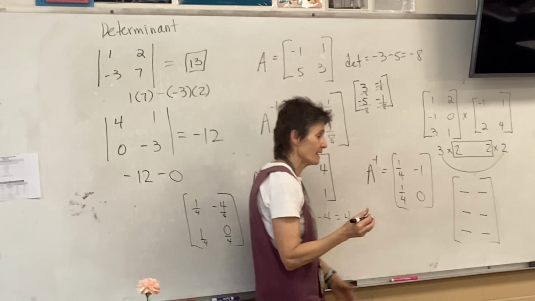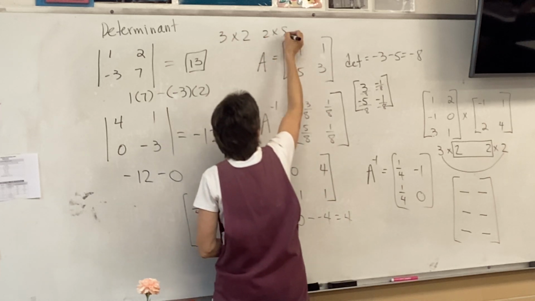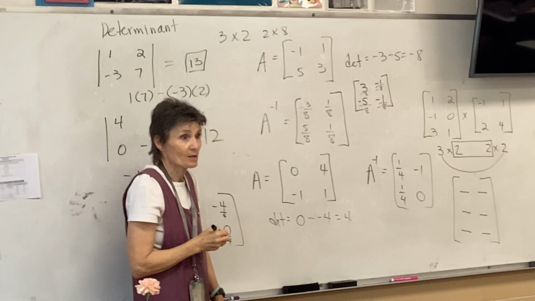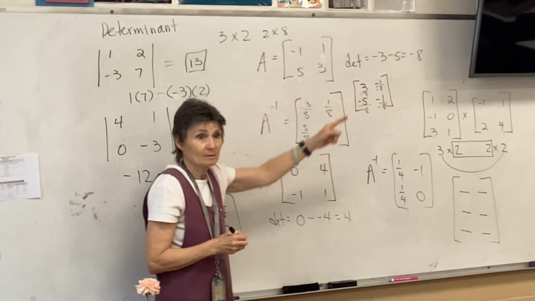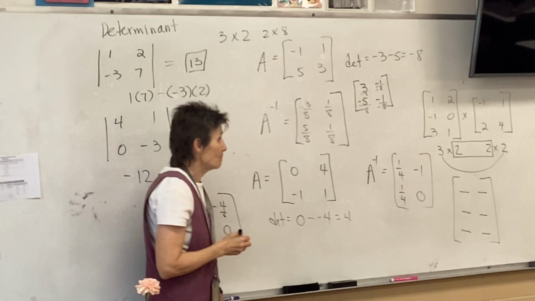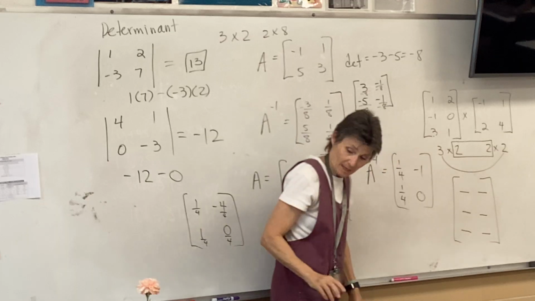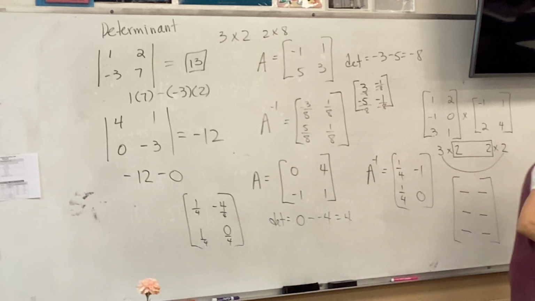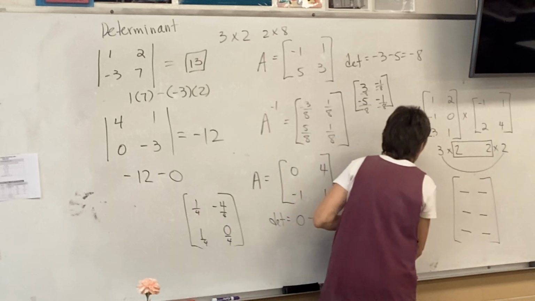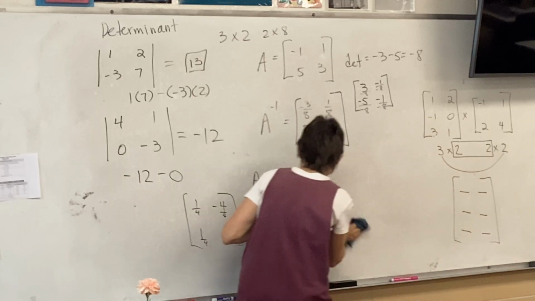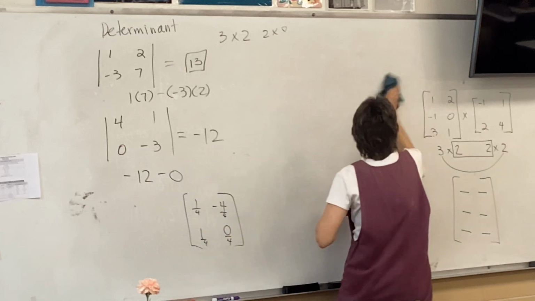Now, that isn't always the case. For example, if I had a 3 by 2 and a 2 by 8, I can multiply those, and my answer would be what? 3 by 8. Right. But this one is going to be 3 by 2. All right. Everybody with me here, because we're going to start multiplying. It's easy. You just have to keep track of what you're doing.